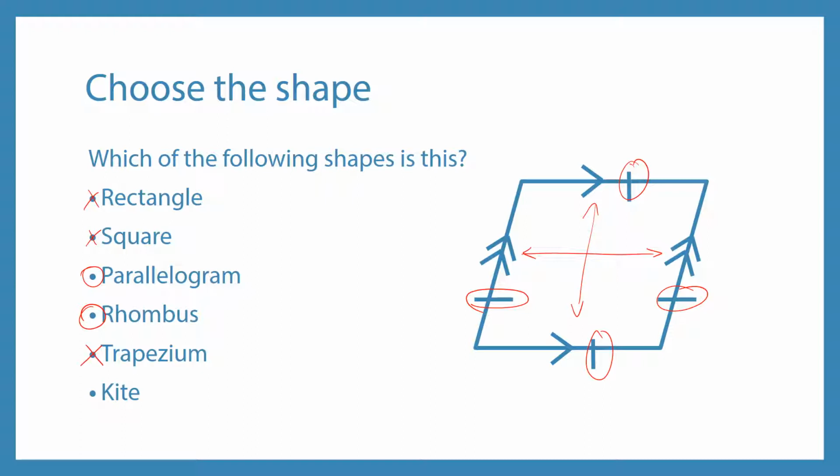And is it a kite? Yes, because it has two pairs of adjacent sides, so these two sides are the same, and then these two sides are the same. All the sides are the same, which means it's going to have two pairs of adjacent sides. So it's also a kite. So this shape here was a parallelogram, a rhombus, and a kite.